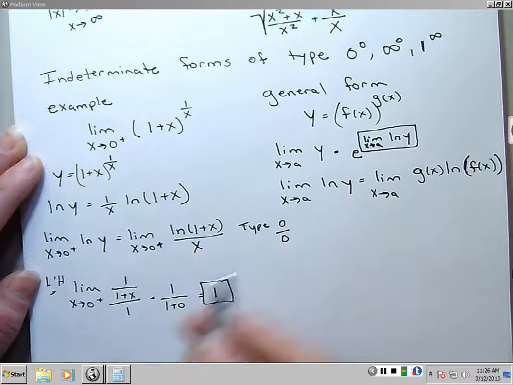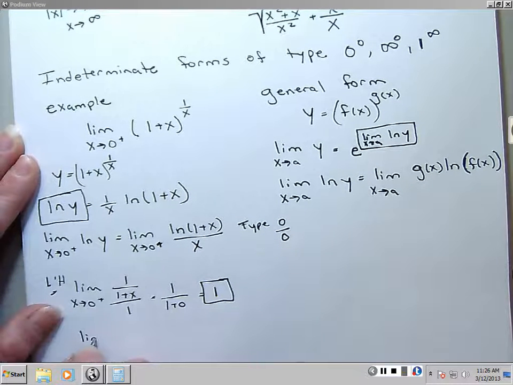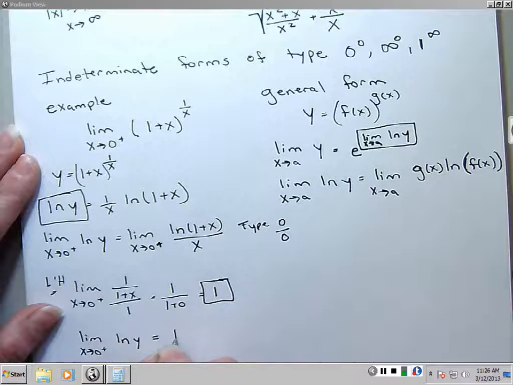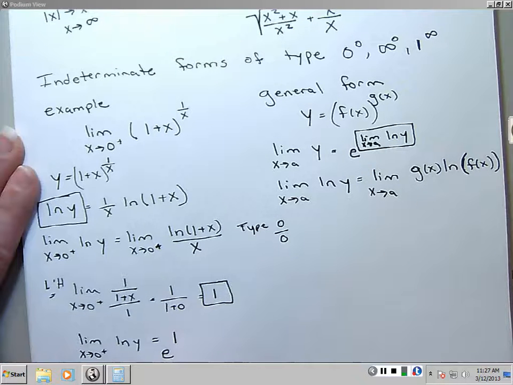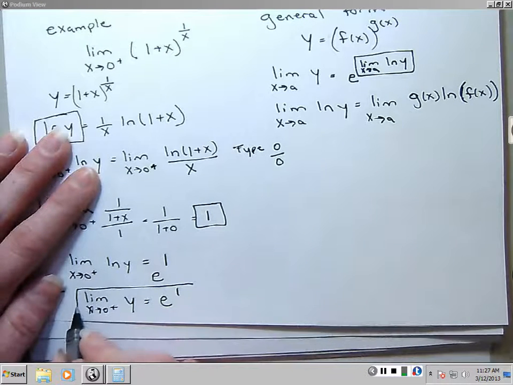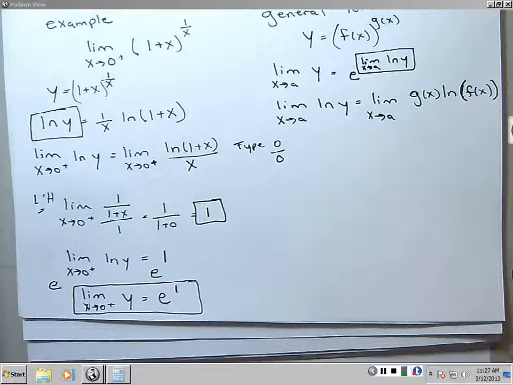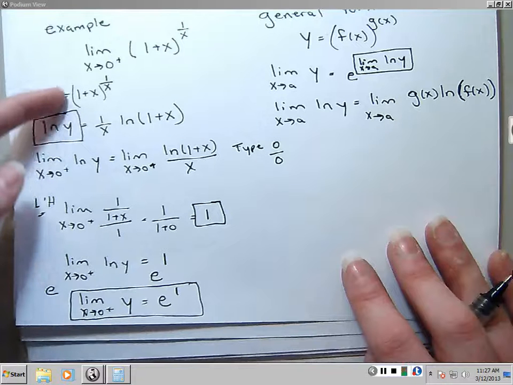Now this is the limit of ln of y. So the limit as x goes to 0 from the right of ln of y equals 1. If I take e to both sides, I get the limit as x goes to 0 from the right of y equals e to the first power. So we've shown this multiple times, we've seen it various different ways, but now we've shown it with L'Hopital's rule, that the limit of this is e to the first power.